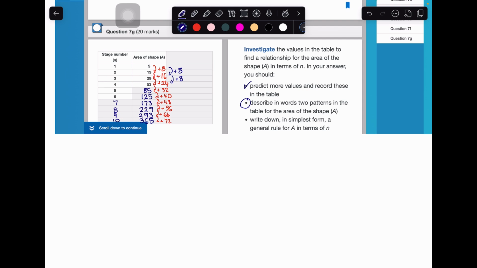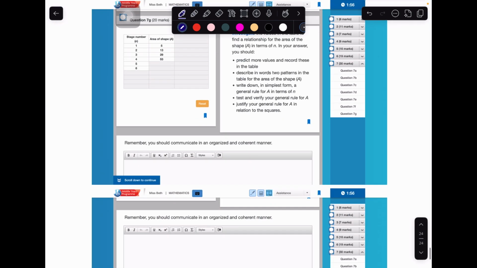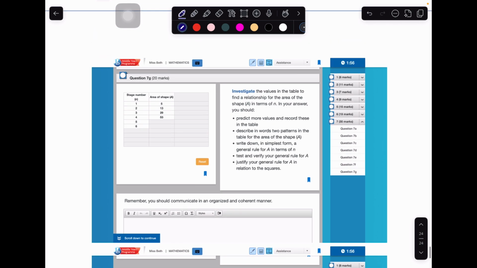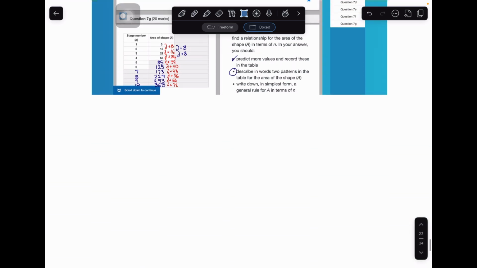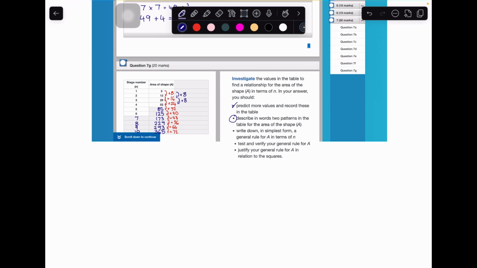Describe in words 2 patterns in the table for the area of the shape A. Okay, so 2 patterns. I'm just wondering, I've definitely cut this off, haven't I? Let me just bring this back up. Sorry guys, I'm looking at this and I'm thinking that looks quite short for a 20-mark question. Right, so describe in words 2 patterns in the table for the area of the shape. So I have to say 2 things.